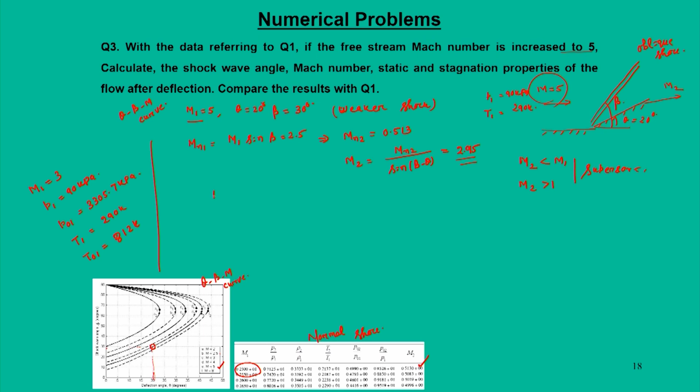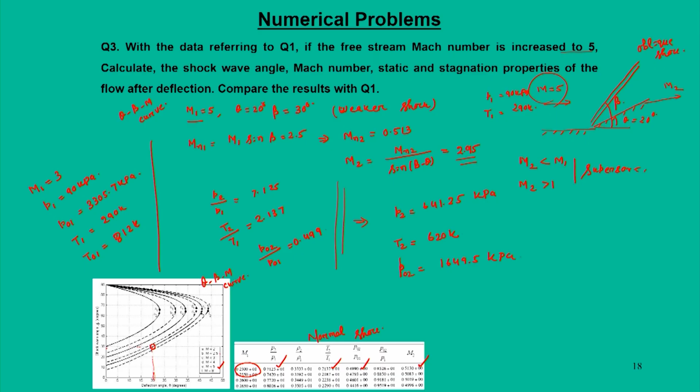And now for this case we have the ratios P2 by P1 is 7.125, T2 by T1 is 2.137, P02 by P01 is 0.499, and these ratios imply absolute values as P2 is equal to 641.25 kilopascal, T2 is equal to 620 Kelvin, P02 is equal to 1649.5 kilopascal.